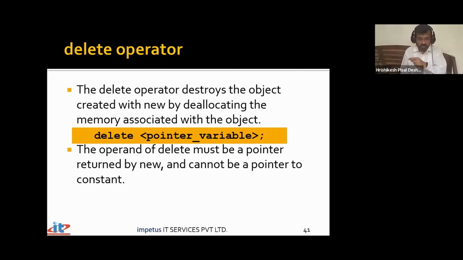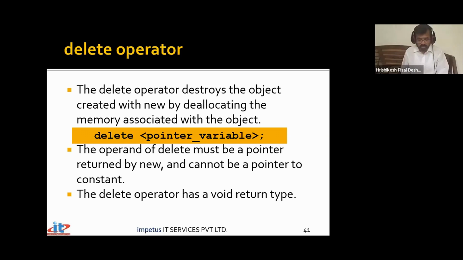So when I said VP is equal to new video, the address of the video object that is created is now stored in VP. So if I say delete pointer, that should be that pointer, not a constant pointer. A constant pointer's value would not have been initialized dynamically. So we need a regular pointer, it cannot be a pointer to a constant.